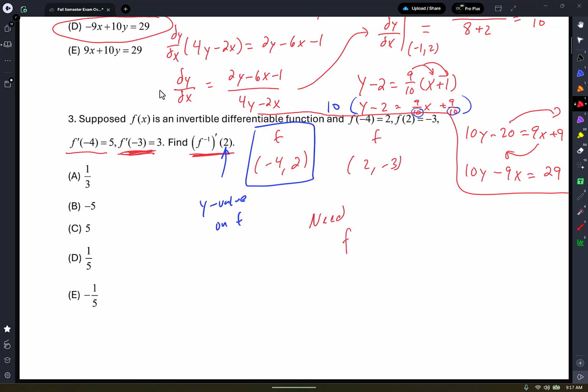So we need f prime of -4. Do I have f prime of -4? There it is. That's 5. So if that's 5, what is the inverse derivative at 2? 1/5.